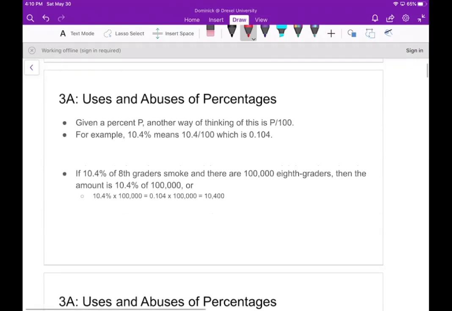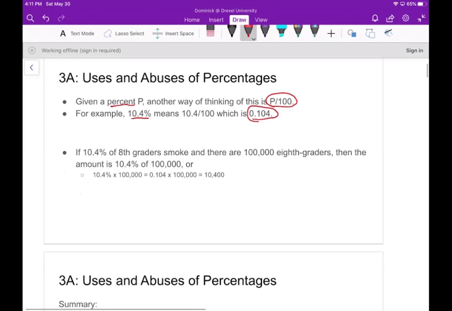Okay, so like we started out by saying, if you have a percent, you can think of that in another way by taking p out of 100. And of course, that's what you would do when you convert a percentage to a decimal. So if you were to look at 10.4% and convert it to a decimal, you would either divide it by 100, or you would move the decimal place over 2 times, and that would give you 0.104, right?